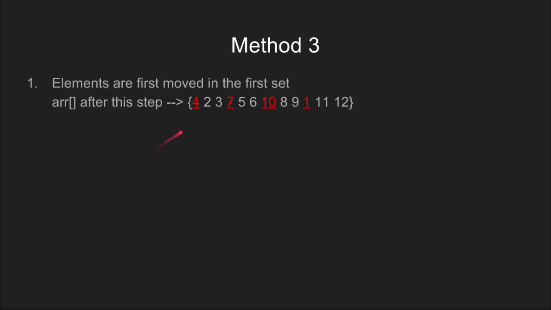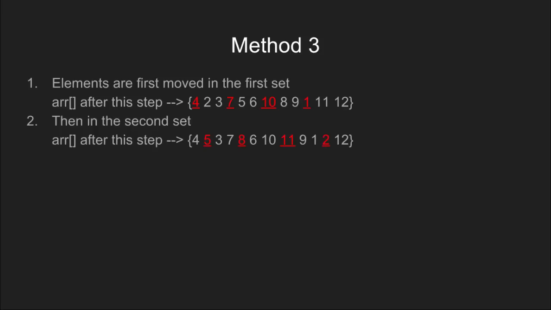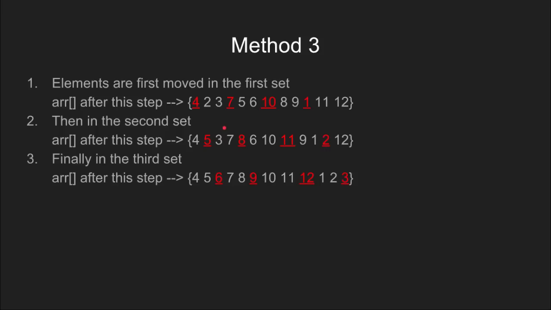Now the elements in the first set are moved by 3 elements to the left. After this step, we get this. Next, we move the elements in the second set. And then in the third set, we finally get this array. We can see that all the elements in this array are shifted by 3 elements to the left.